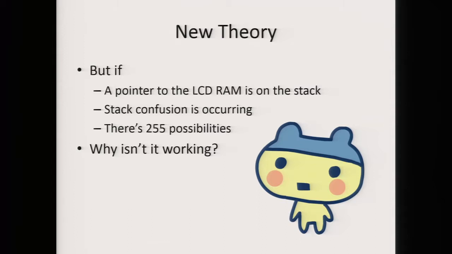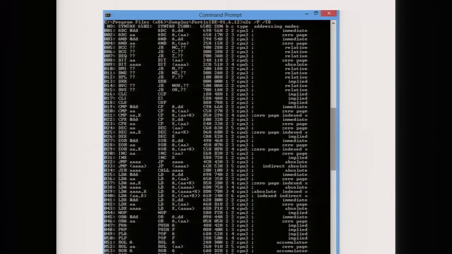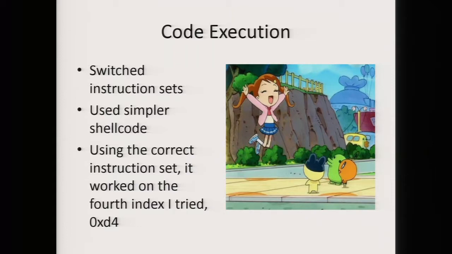I thought, if this is how it works, and I have 255 vulnerabilities, and I have this fairly large chunk of RAM full of a NOP sled, why isn't it working? I could be very unlucky, but probably not. So I went and I looked at my shell code. At this point, I had used Sun+ 6502 for my shell code, because I thought, well, why have a table if it's regular 6502? But I switched my shell code to regular 6502, and I made it something a little bit more foolproof. And at this point, it worked the 4th time I tried index D4.